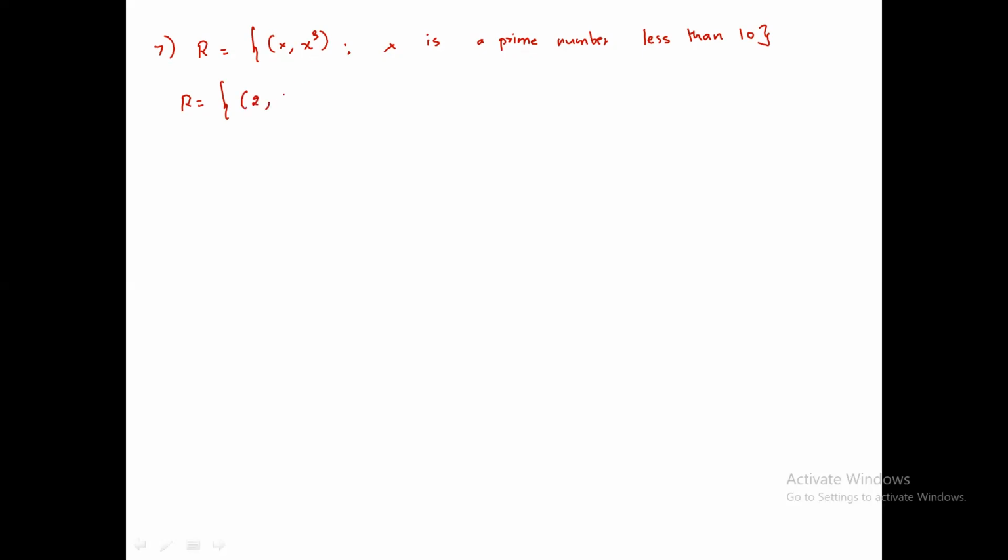So x cube, 2 cube, 8. x we will take 3, 3 cube, 27. 4 is not a prime. 5 is not a prime. 6 is not a prime. 7 is a prime, 7 cube. 7 square is 49, multiply with 7 again, so it is 343. 8 is not a prime. 9 is not a prime.